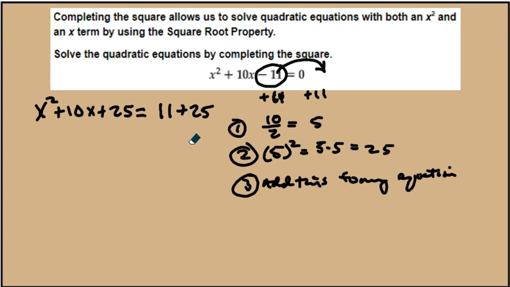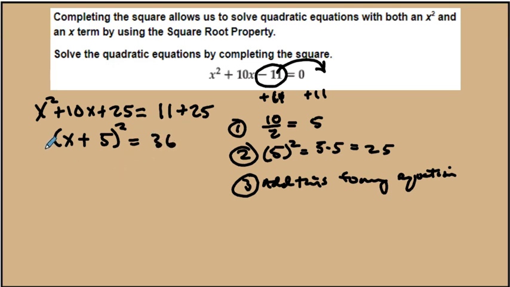So now I know that this is a perfect square trinomial, so I can write it as x plus, and it's always the square root of this number. Your sign is always going to depend on what b is. If b is positive, your sign is positive. If b is negative, your sign is negative. So I have x plus 5 squared equals 36.